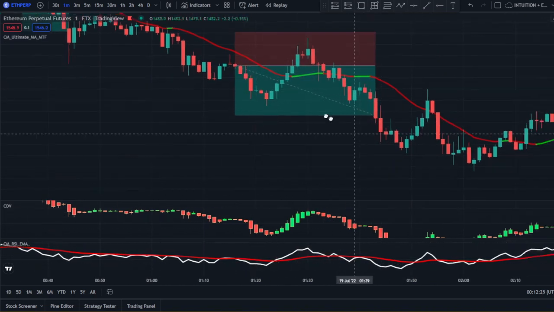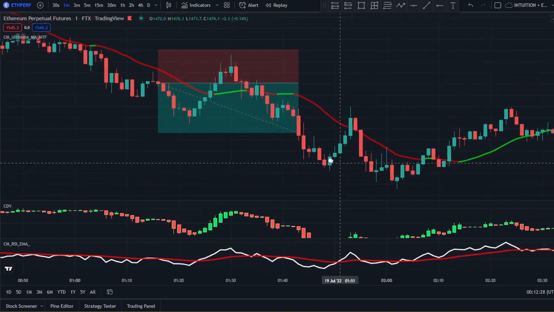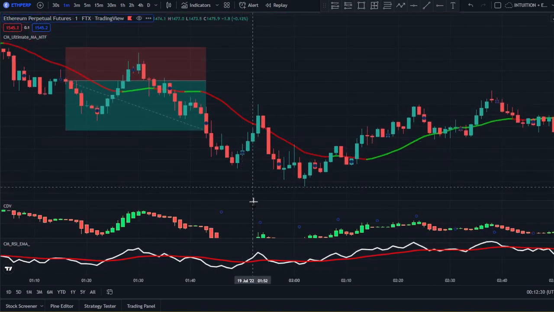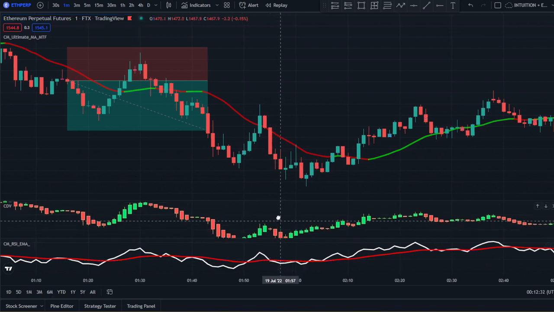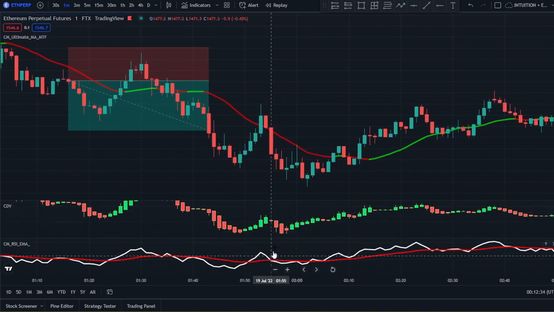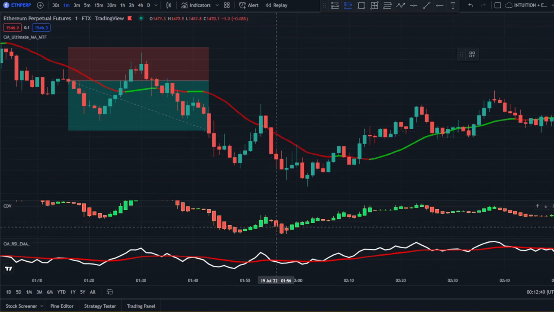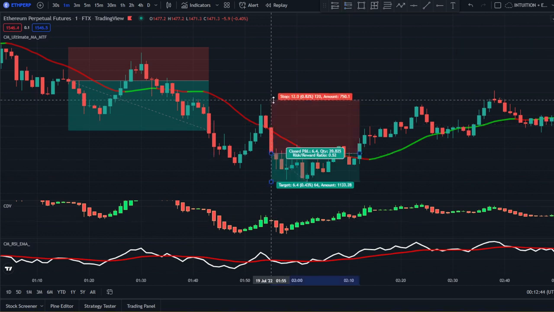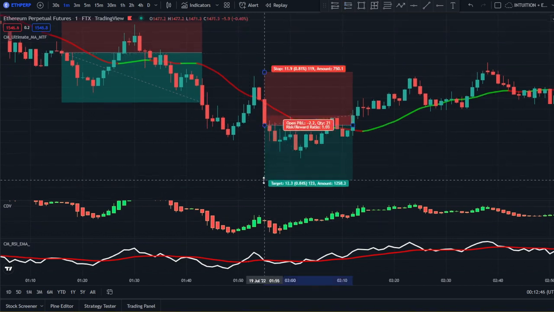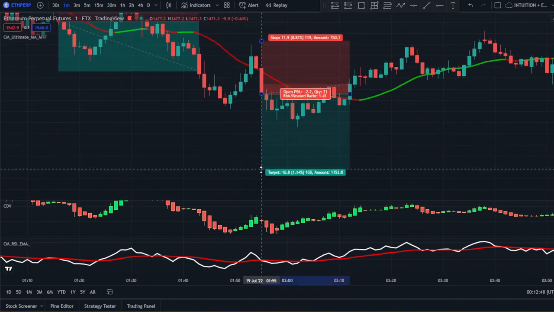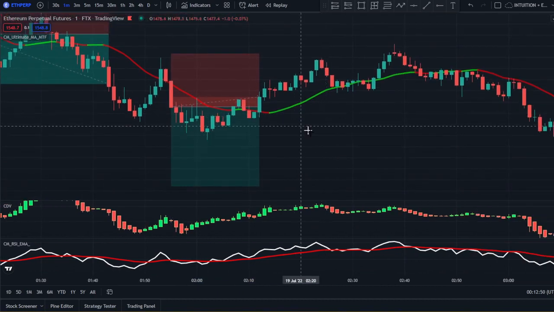So let's try to look for long positions right now because the trend is currently changing. If we look here, this is another valid position because we have the crossover, we have the price breaking below the trend line being red, and we have a red signal on the CDV indicator. However, this will end up in a loss, but there's no worries. Let's look for another position.